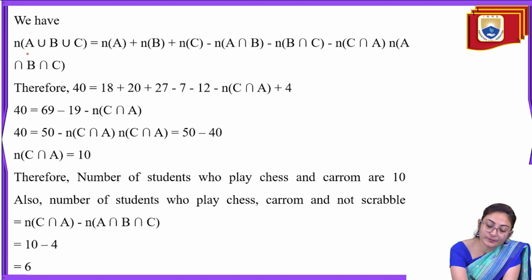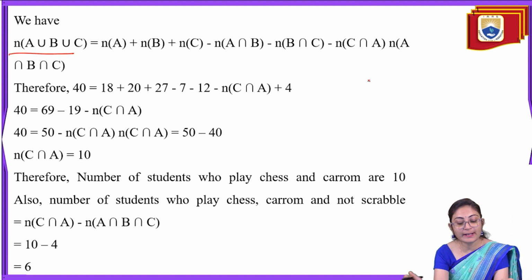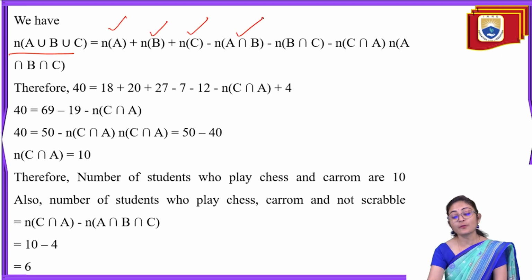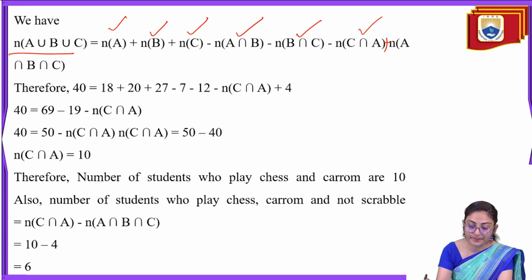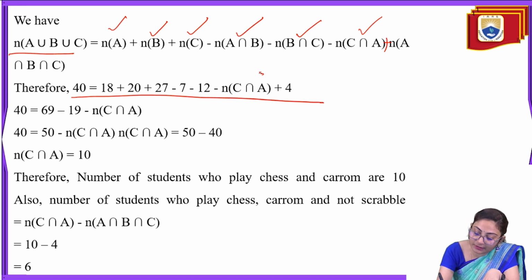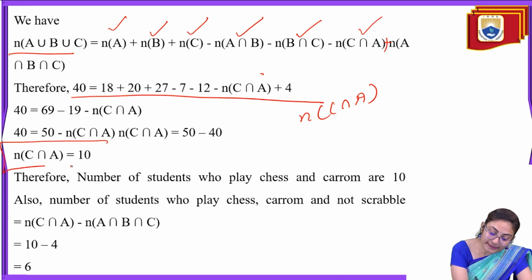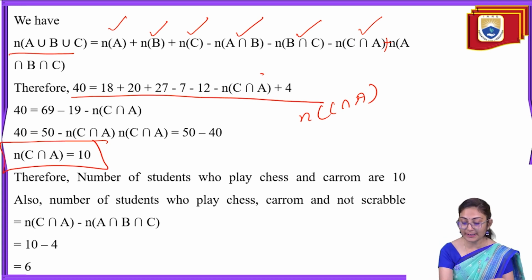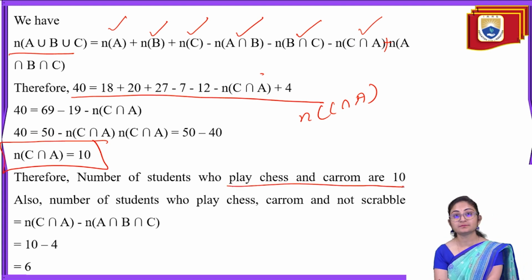Now we have the formula: N of A union B union C is equal to N of A plus N of B plus N of C minus N of A intersection B minus N of B intersection C minus N of C intersection A plus N of A intersection B intersection C. Now you have to put all the values in this formula and you will get the N of C intersection A value. That C intersection A value is 10. That means the number of students who play chess and the carom is 10.